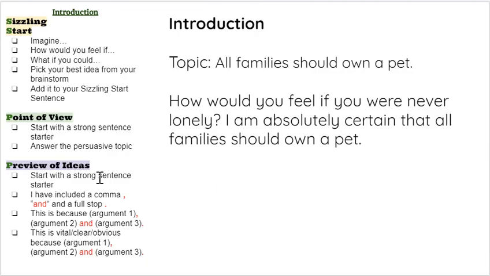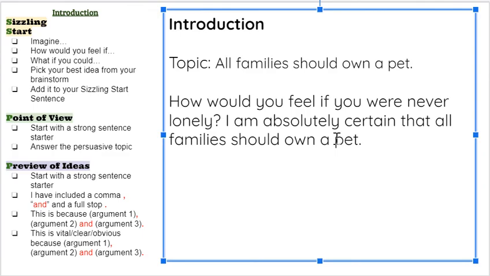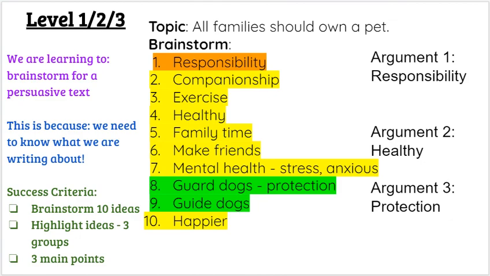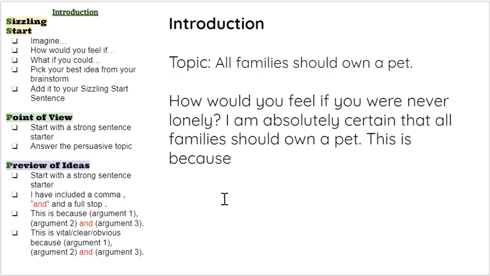Just as long as you preview your 3 arguments and you give your audience an idea of what you're going to talk about. So what am I going to pick? I'm going to pick this is because. Then you go back to your arguments and you make sure that you put all 3 of them in.